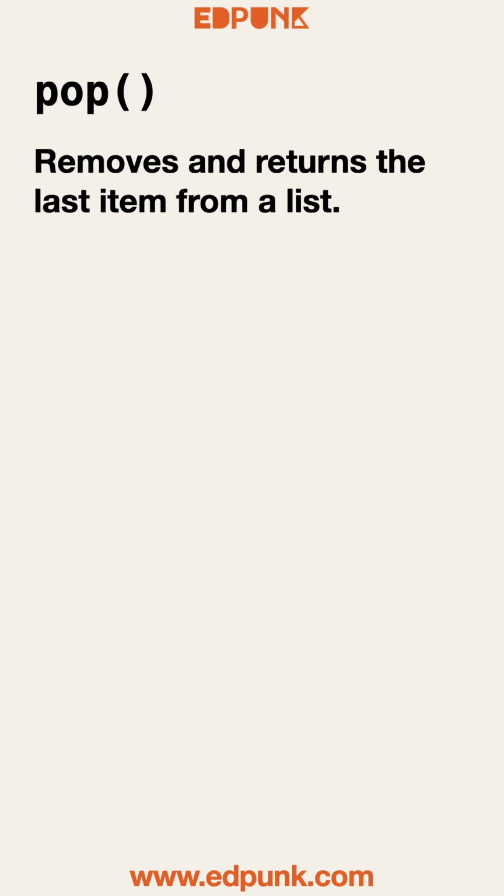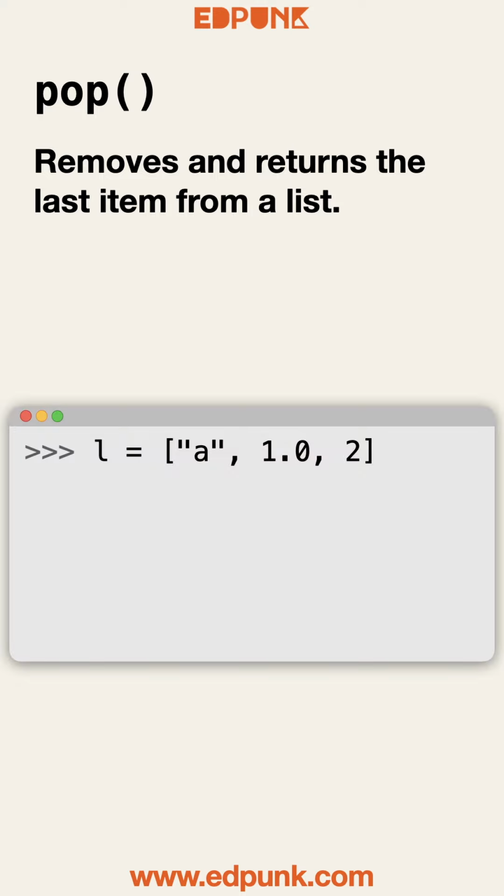Moving on to the last method. The pop method removes and returns the last item from a list. Let us take an example. Assign a list containing items string A, float 1.0 and int 2 to a variable L. Now, let us remove the last item from the list L and assign it to P by executing P equal to L.pop. Let us check out the value of P.